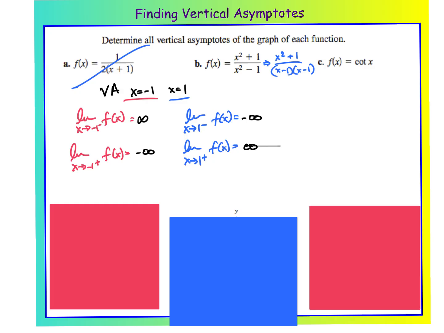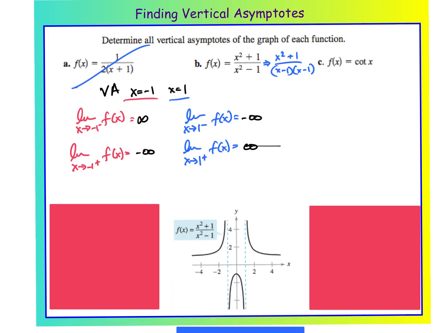So I have vertical asymptotes at -1 and 1. However, this is actually how it's moving. It's going up to infinity from the left, and then it's going down to negative infinity from the right, just like we did there. And then it's going down to negative infinity from the left, and then it goes up to positive infinity from the right. Do we see how that worked?